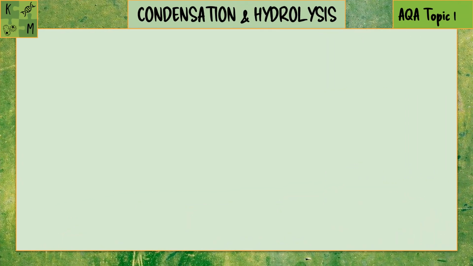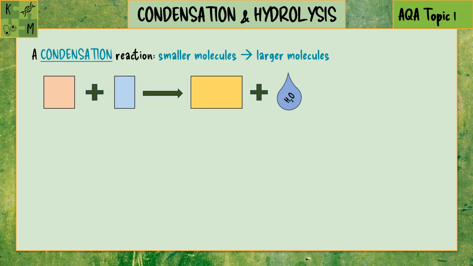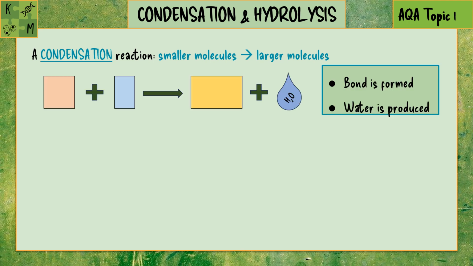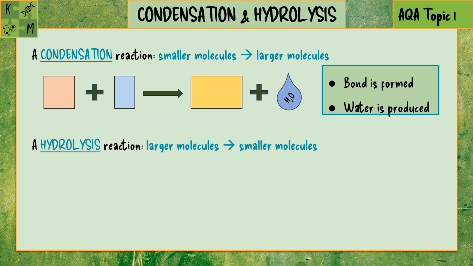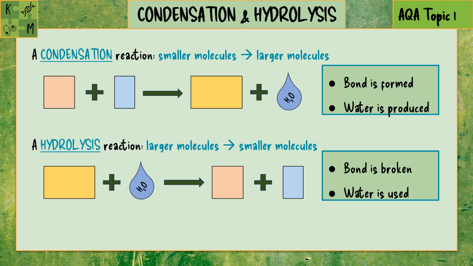So now we look at condensation and hydrolysis reactions. We'll need to apply these reactions to our other biomolecules. So for condensation reactions, look for smaller molecules being joined together to form larger molecules. In this process, a bond is formed and water is produced. For a hydrolysis reaction, the larger molecules are being broken down into smaller molecules. This time, a bond is broken and water is used.